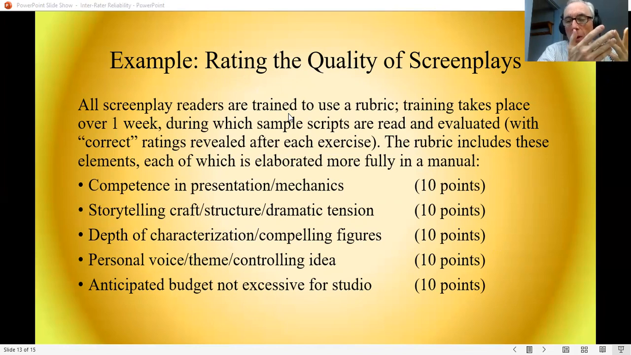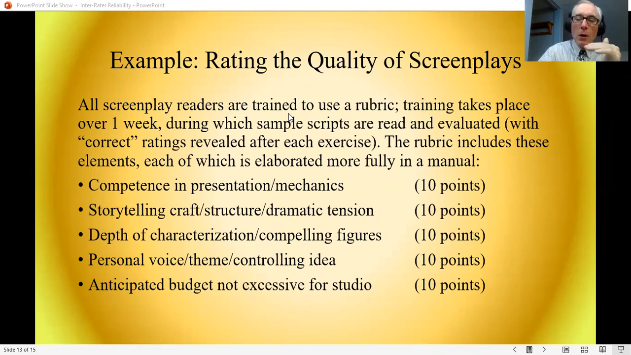And the rubric, let's just say, includes 5 elements, and the manual is going to define these, but we don't want to go into all that. So there's one that's basically how competently is it presented from a strictly mechanical point of view. Is this a screenplay written by someone who knows how to write screenplays? One is the storytelling craft, the structure of the story, the dramatic arc of the story. One is the depth of characterization. Are we interested by the people in it? One is the degree to which there's a personal voice present, an underlying theme or guiding idea. And finally, there's the question of whether this is budgetarily manageable. So maybe you can get up to 10 points for each of those, up to 50 in all, you see.